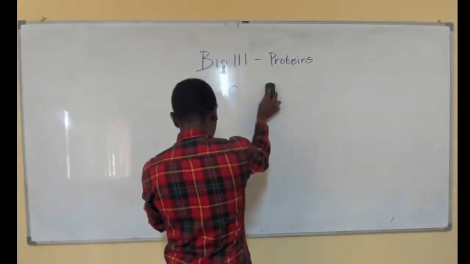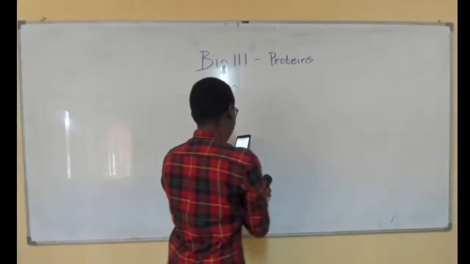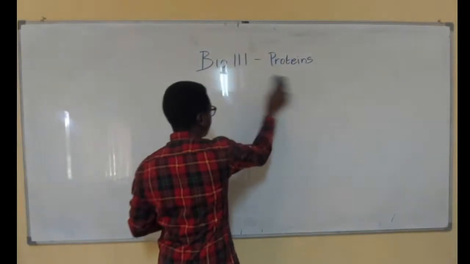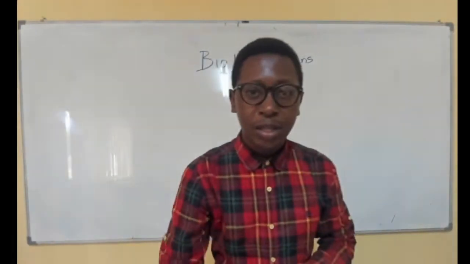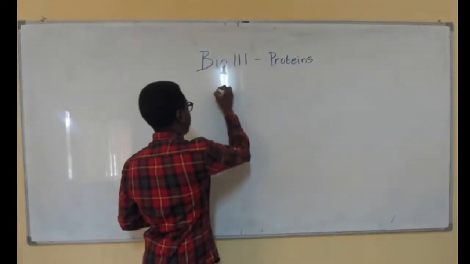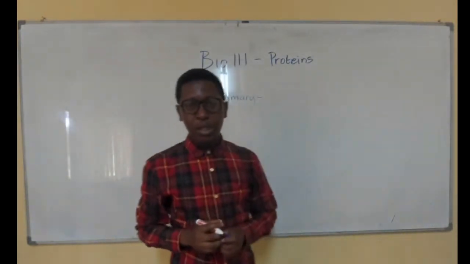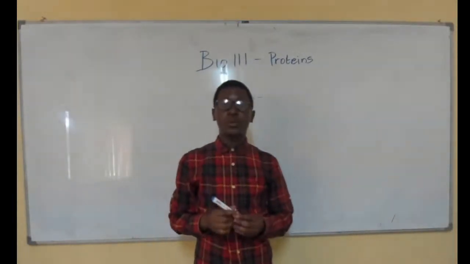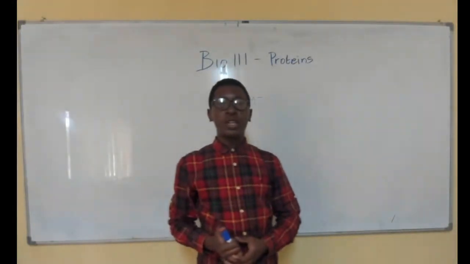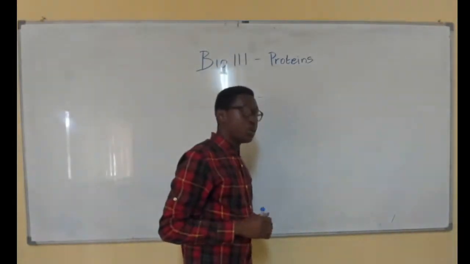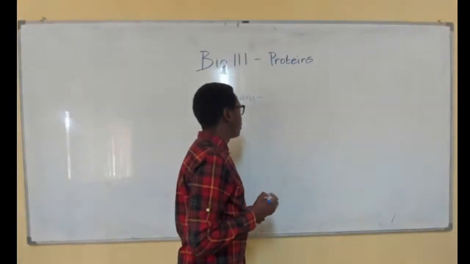The next question reads: discuss the different types of bonds present in proteins at each structural level. So we discuss the type of bonds that are present at each structural level. If we remember, the first structural level is the primary structure. At the primary level, we said it is simply the unique sequence of amino acids in a protein. So here we're just considering how amino acids are bonded to each other, and the bond between amino acids is simply a polypeptide bond.